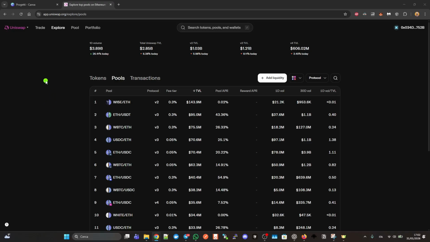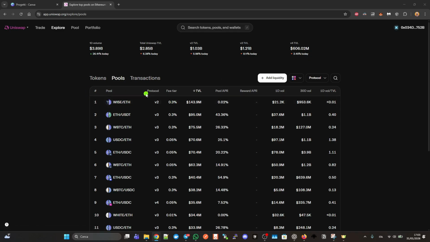Here in the Explore section, we can see all the pools that are listed on Uniswap. Here there is the total volume of the Uniswap pools. This is the total TVL, and this is a breakdown for each protocol. This is the V2 TVL, V3 TVL, and V4 TVL. As we can see, in V3 there is a higher TVL than V2 because of concentrated liquidity. Here there is less because it is newer. Here we can see, of course, this is ordered by TVL.